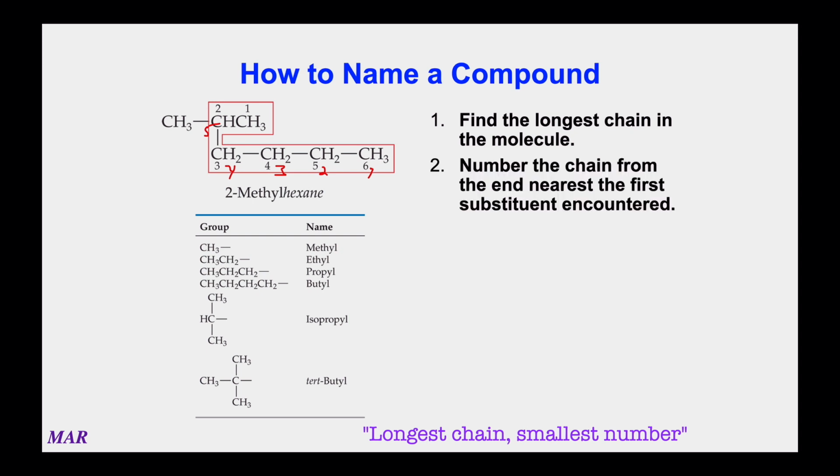Then you want to number the chain from the end nearest to the first substituent encountered. Substituent would be like the methyl group right there. And honestly, when you're learning, I would number it both ways. So you can see in the picture there that the numbers that were already there, 1, 2, 3, 4, 5, 6 are good, but count it from the other way because sometimes your pictures will be deceiving and it's easy to miss out on a smaller number if you don't count both ways, especially when you're learning it.